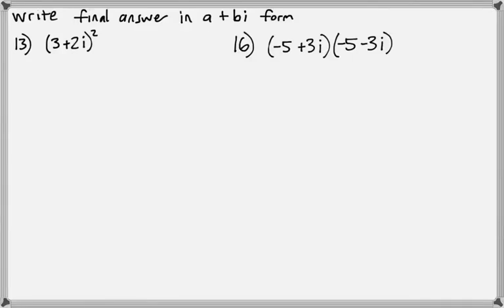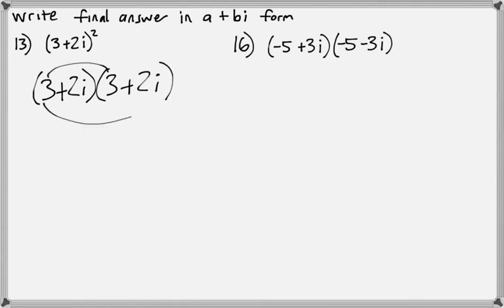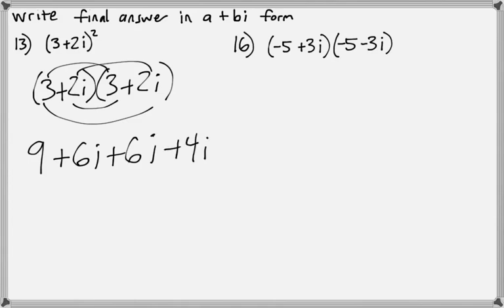On question 13, I have a binomial squared. So whenever I have a binomial squared, it's actually a FOIL question. And that's going to be 9 plus 6i plus another 6i plus 4i squared. And anytime I see the i squared, I want to replace it with a -1.